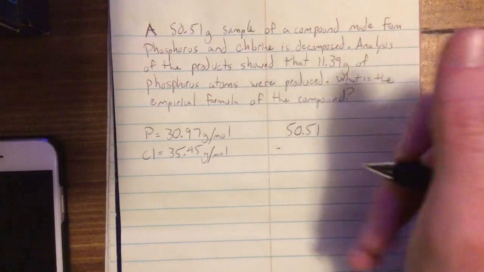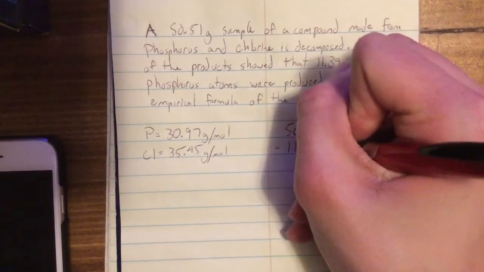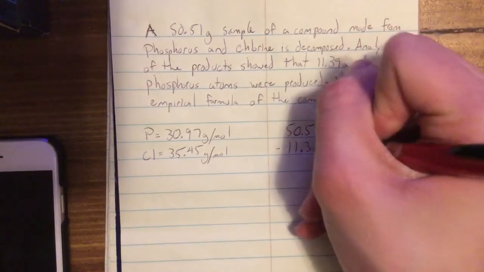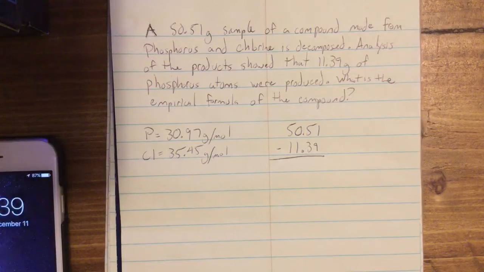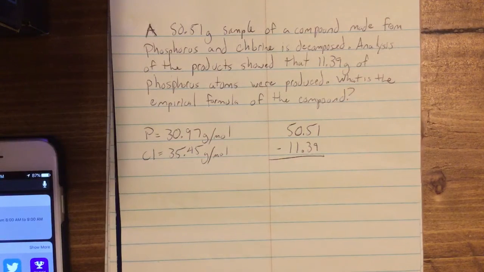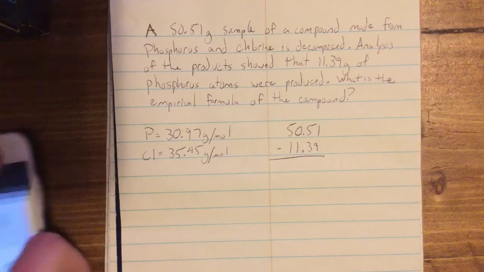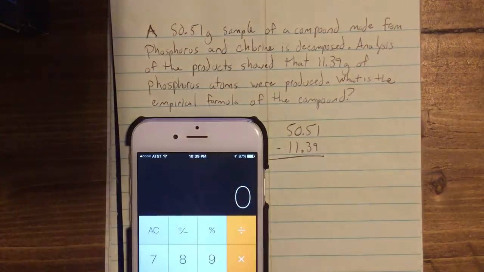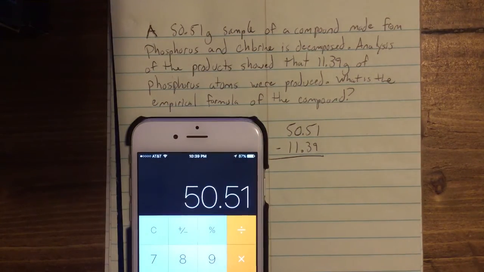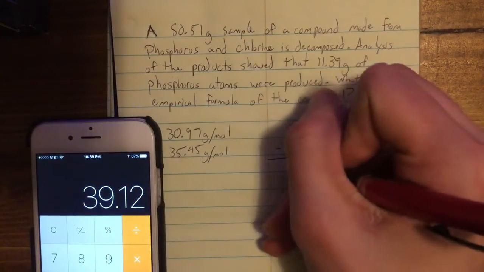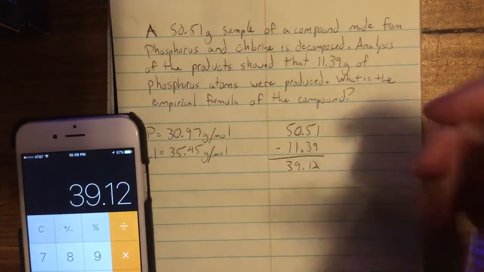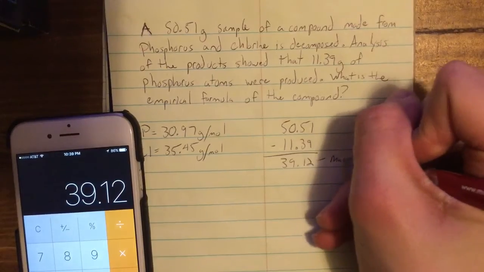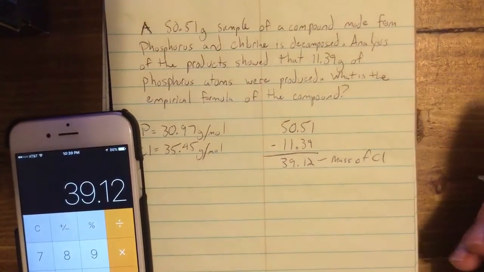So we do 50.51 minus 11.39. Okay, so I'm subtracting these two. Get the calculator back. Okay, so 50.51 minus 11.39, I have 39.12. And what this represents is the mass of chlorine.